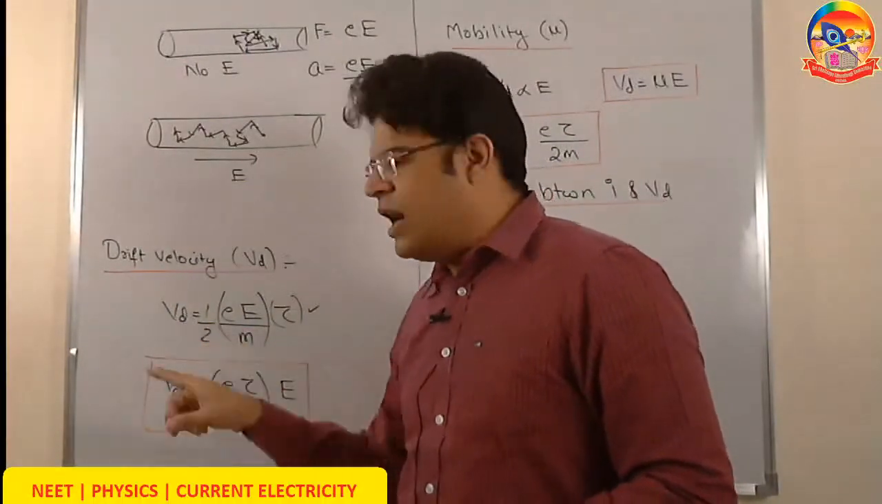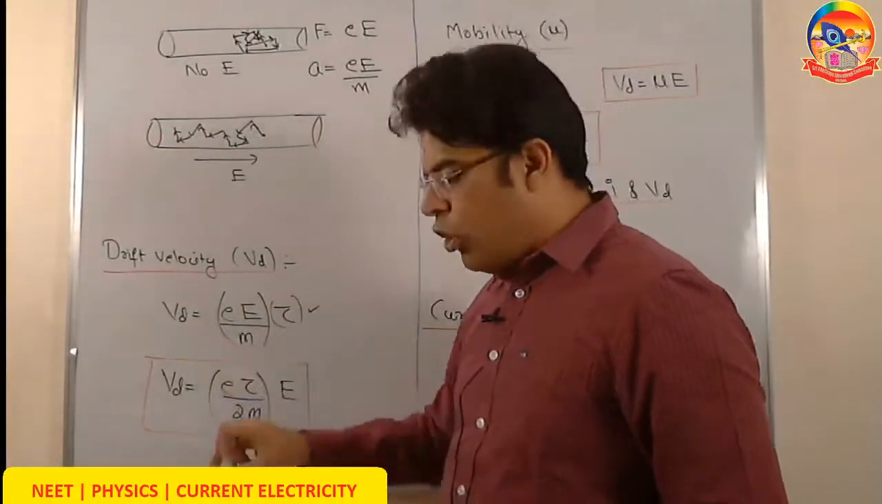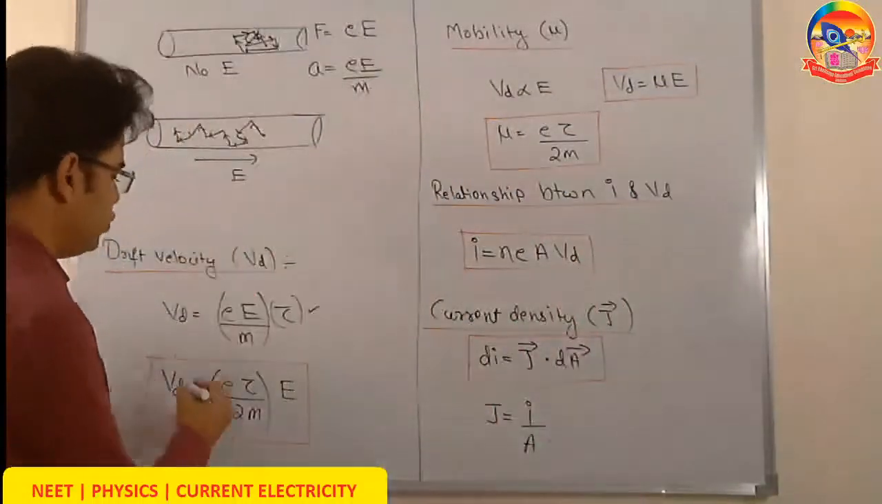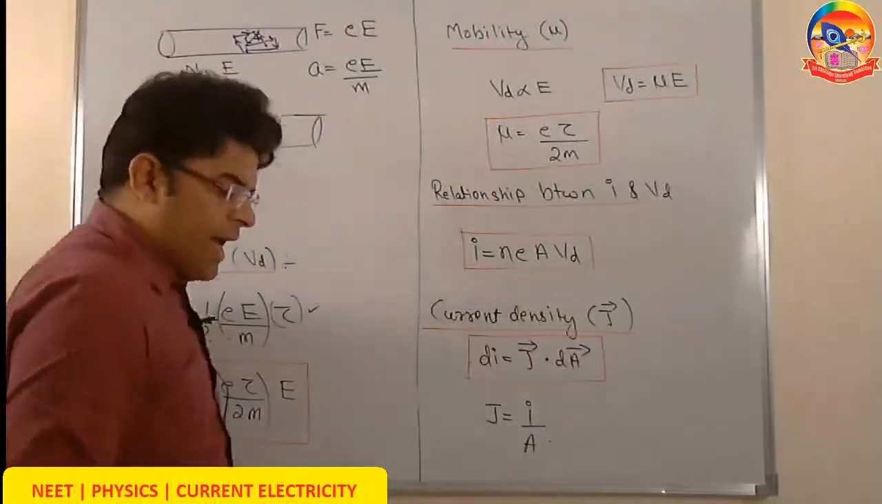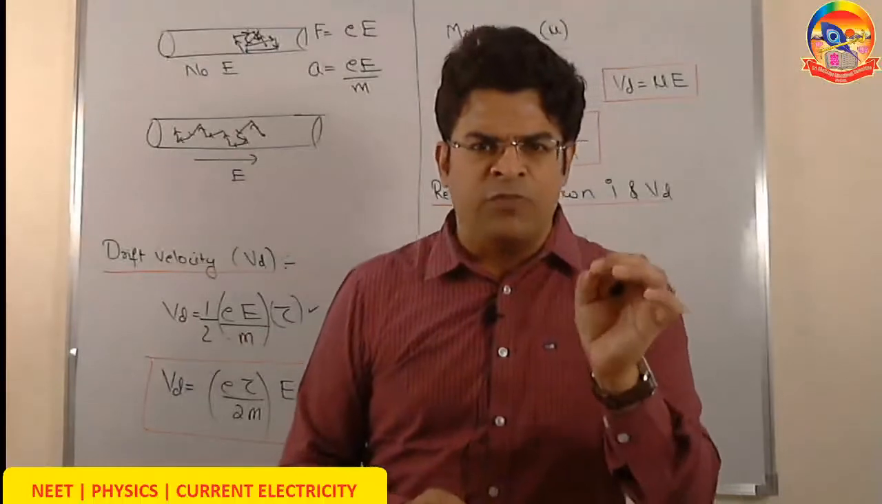Why is there a half? In NCERT, there is no half. NCERT has missed out on this half, but technically there has to be a half. Why? The average velocity for any uniformly accelerated motion is defined as initial plus final by 2.